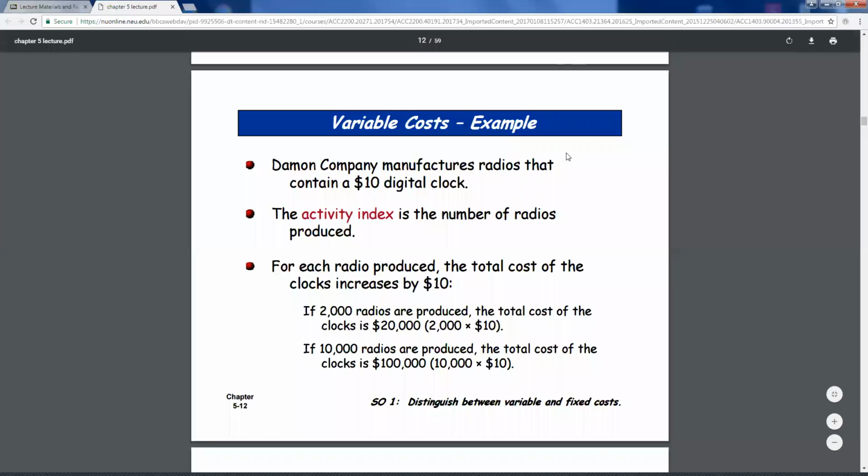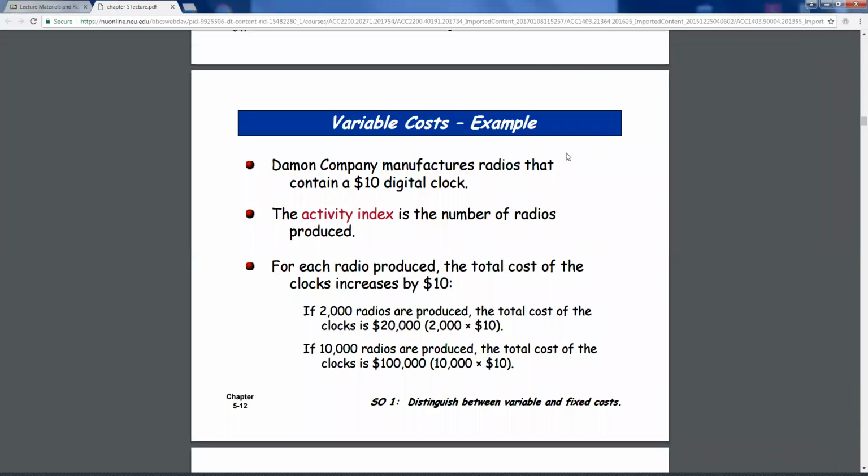So here's a simple example. The Damon Manufacturing Company manufactures radios that contain a $10 digital clock. A digital clock inside a radio would be considered a raw material or direct material. In this particular case, the company has chosen the number of units that it produces as the activity index. So for each radio produced, the total cost of clocks, or the total direct material, increases by $10.